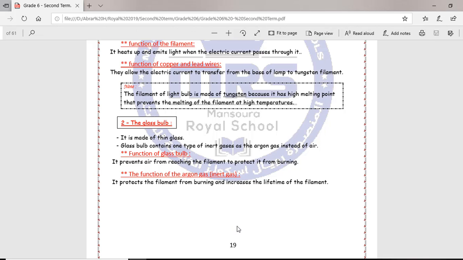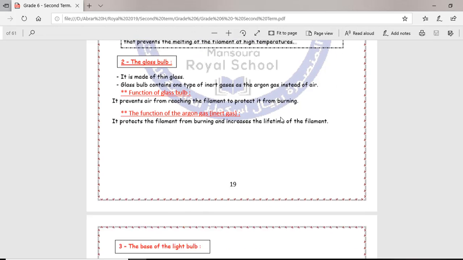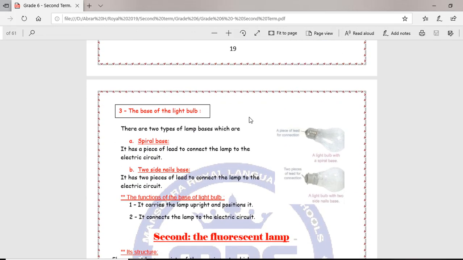So the second part of the light bulb is the glass bulb. It's made of thin glass. The glass bulb contains one type of inert gases, which is the argon gas instead of air. The function of the glass bulb is to prevent air from reaching the filament to protect it from burning. The function of the argon gas is to protect the filament from burning and increase the lifetime of the filament.